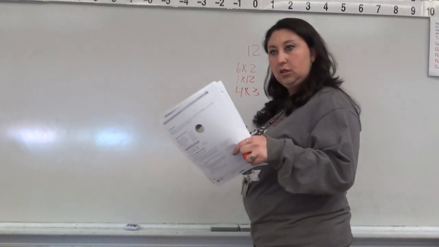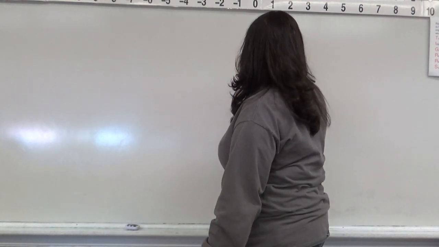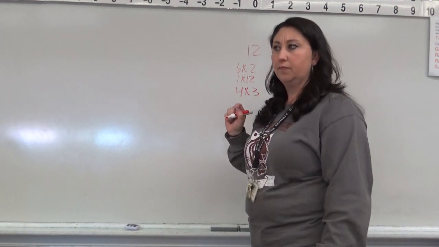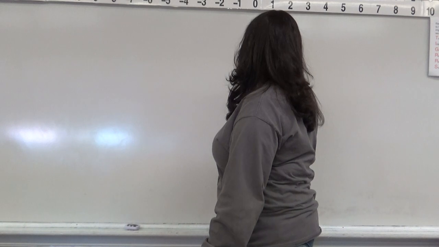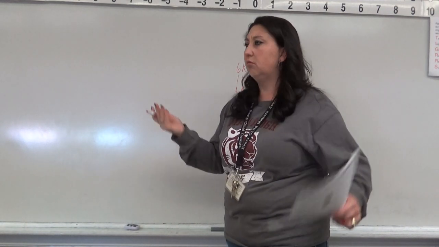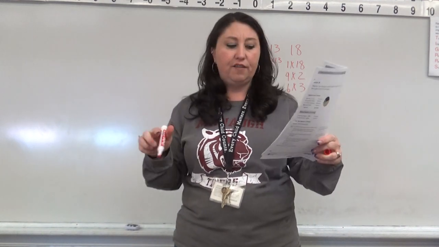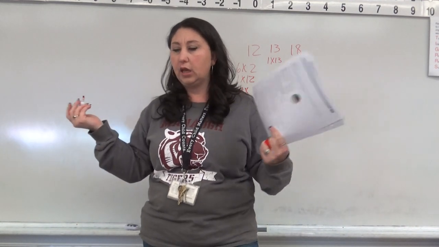Right. So if I wanted to make a rectangle using 13 tiles, what numbers would I have under the 13? 1 times 13. Would there be any more than that? No, because 13 is an odd number, right? Yep. So it only has itself. It only has the 1 and the 13 that we can use.